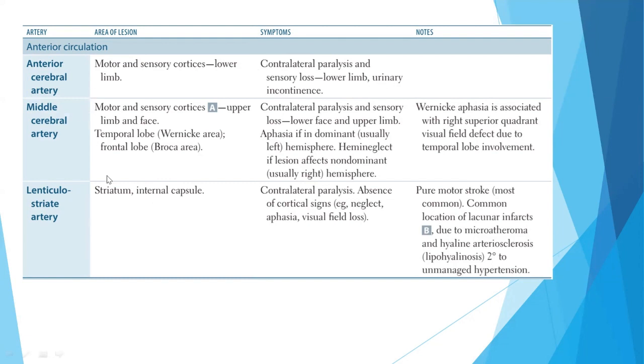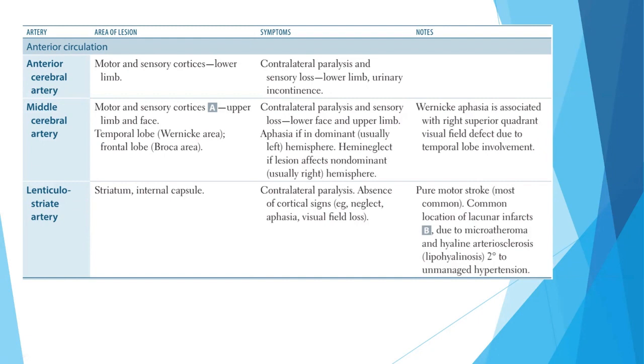If the area involves the middle cerebral artery, then there may be a constellation of symptoms. The motor and sensory cortices may affect the upper limb and face. If the temporal lobe is also involved, it can affect Wernicke's area, and the frontal lobe may affect Broca's area. Contralateral paralysis and sensory loss may be seen in the lower face and upper limb. Aphasia occurs if the lesion is in the dominant, usually left, hemisphere. Hemineglect occurs if the lesion affects the non-dominant, usually right, hemisphere.